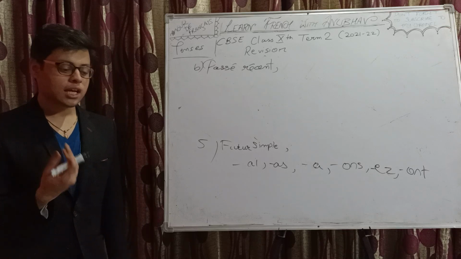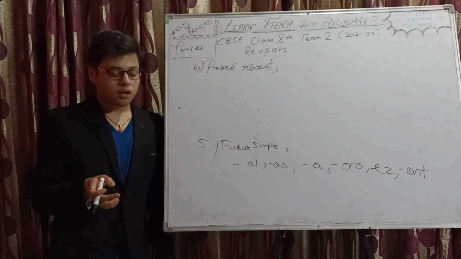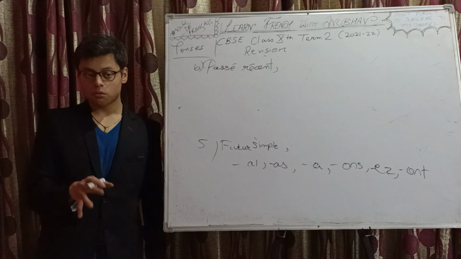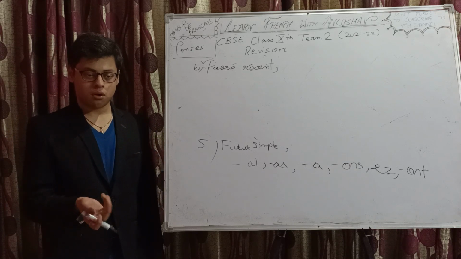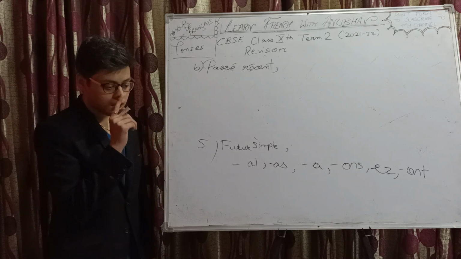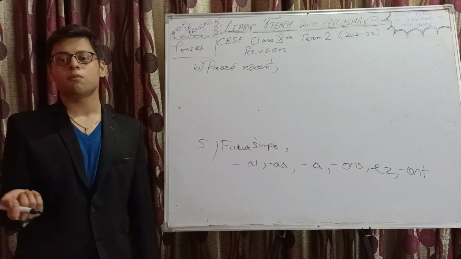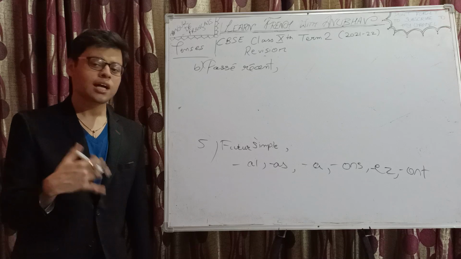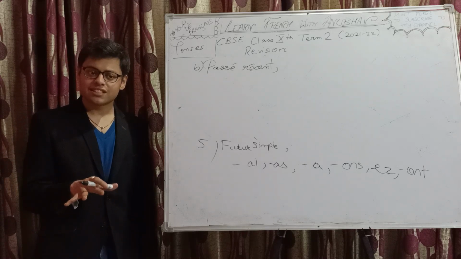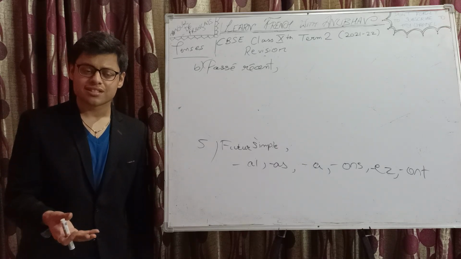For futur proche, indicator would be what? Dans 5 minutes, dans 10 minutes, dans un moment, like in a moment, or in 10 minutes, in 5 minutes. And for passé des sons, indicator would be what? Il y a 5 minutes, il y a 10 minutes. It's been 5 minutes, it's been 10 minutes that it has happened, like that.